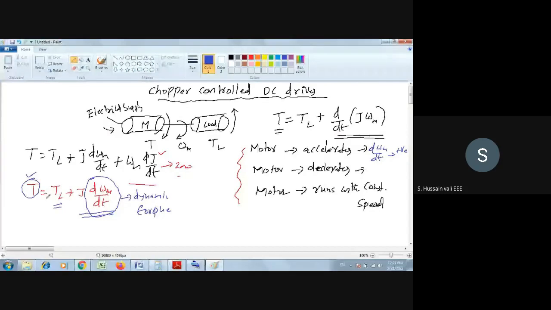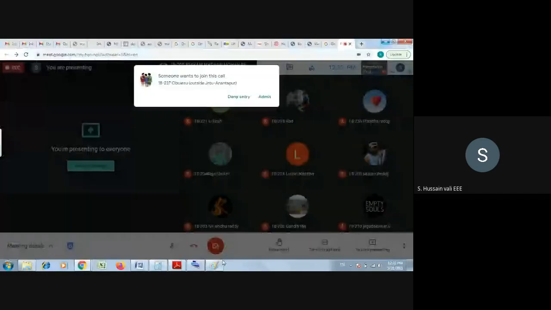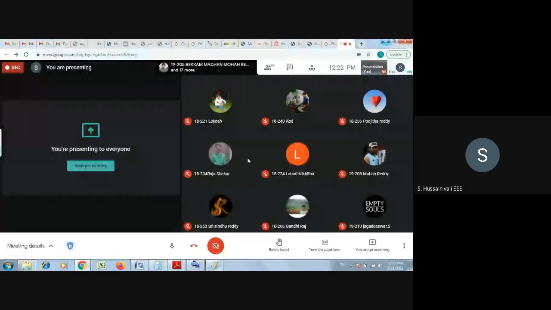So what next? The speed goes on increasing, so it accelerates. Now at one stage, what do you observe? Either you observe the mixer, or the grinder, or the washing machine, or even the ceiling fan or any table fan. What you find out is that after some time, the speed of the motor remains constant.